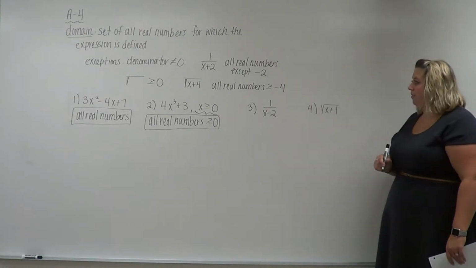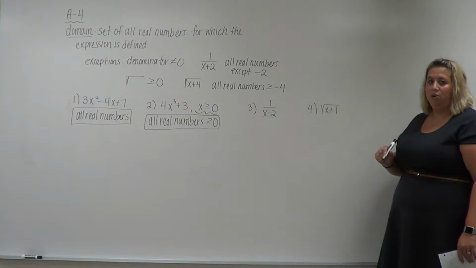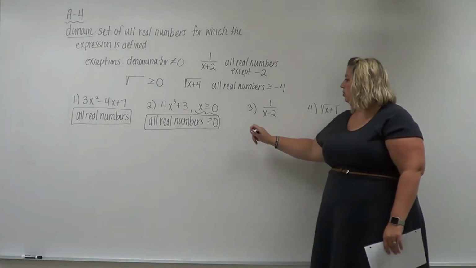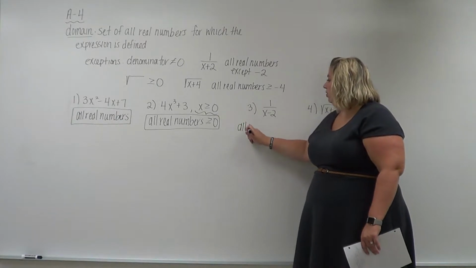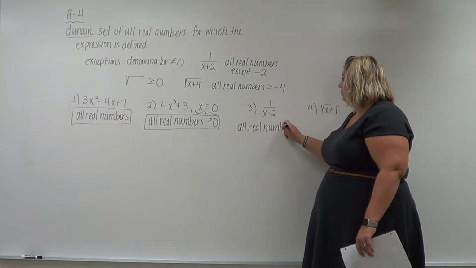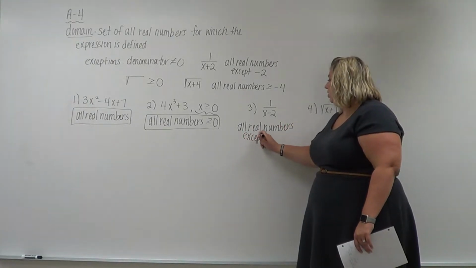Okay, number 3, I have a fraction. So my denominator can't be 0. So I need to figure out what makes this 0, which is 2. So my domain is all real numbers except 2.